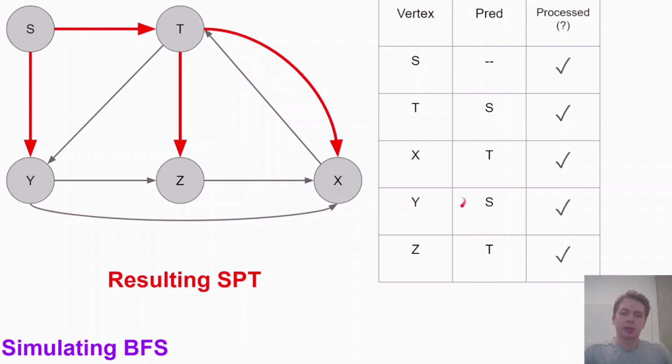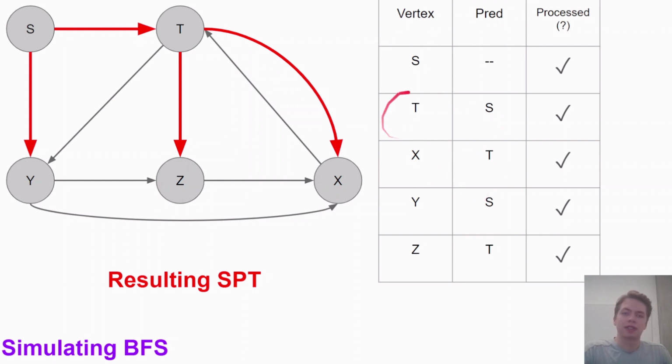And we can find these edges by starting at a vertex and then following its predecessors back to the starting node. So in this case, to find the shortest path tree in the case of BFS, we could, for example, start at X and then follow the chain of predecessors. So there'd be an edge from X to T.